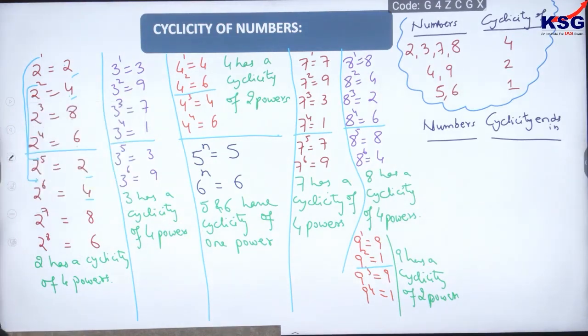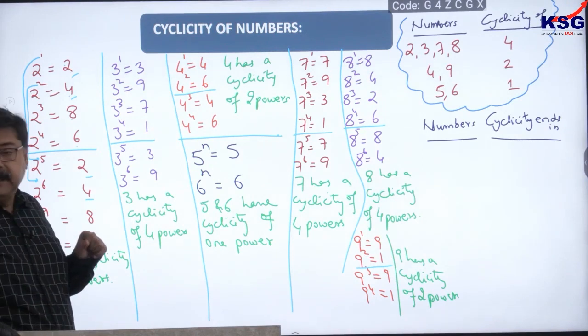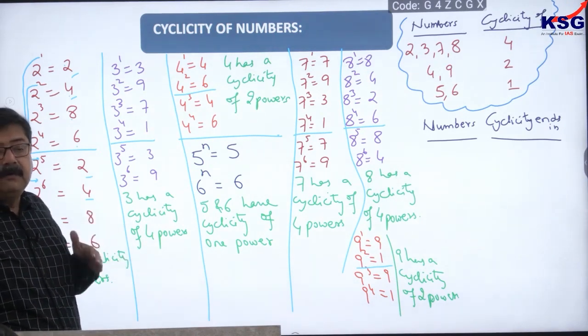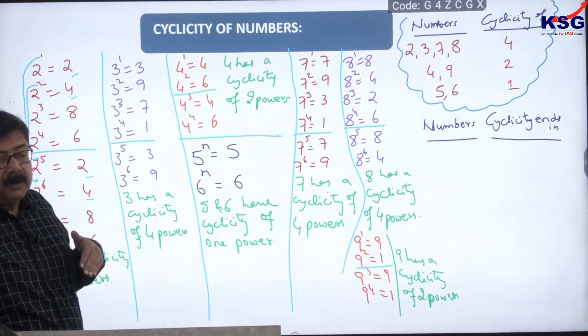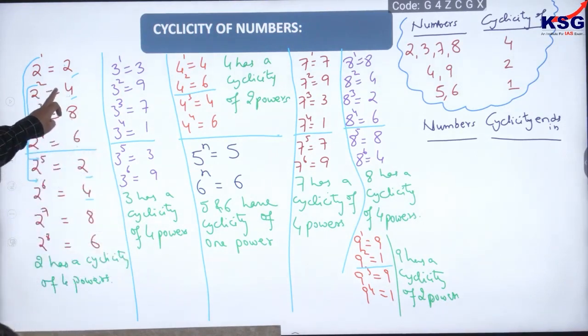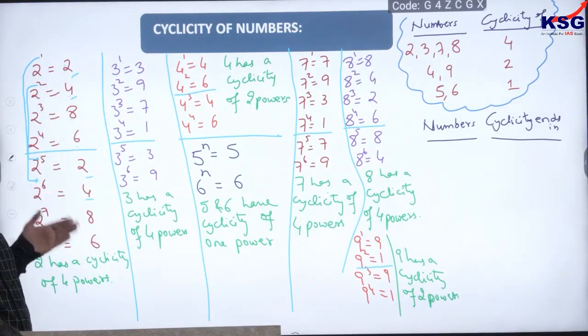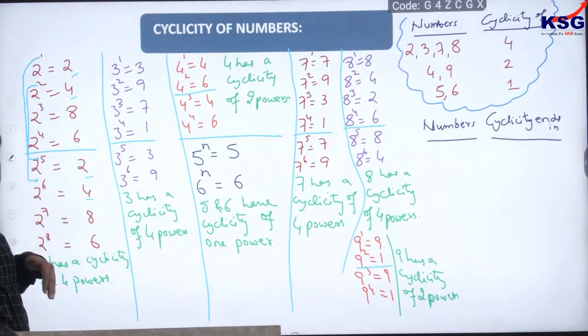Now see, the cyclicity of 2 is 4 powers. So directly go to 2 to the power of 4. That is the last power of the group. See, there are 4 powers in one group, right? 2 to the power of 1, 2 to the power of 2, 2 to the power of 3, 2 to the power of 4. They will have the digits in the unit space 2, 4, 8, 6. Then next 2 power 5, 2 power 6, 2 power 7, 2 power 8, again 2, 4, 8, 6.